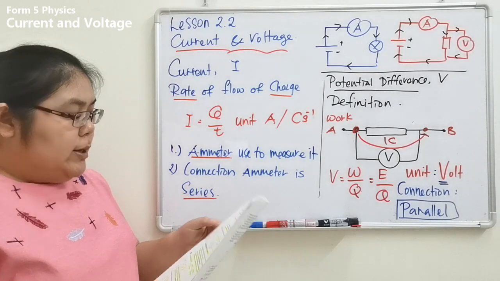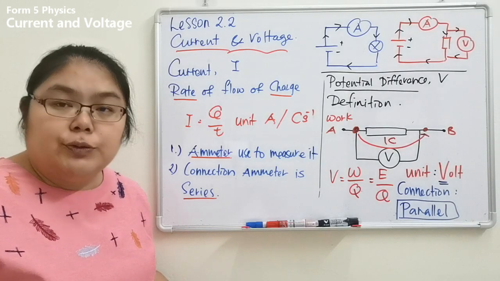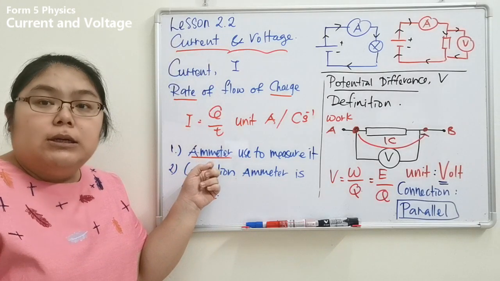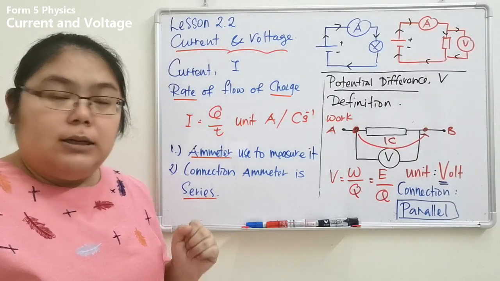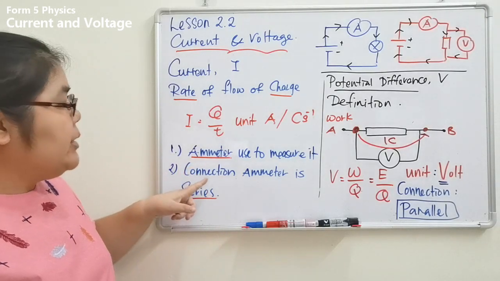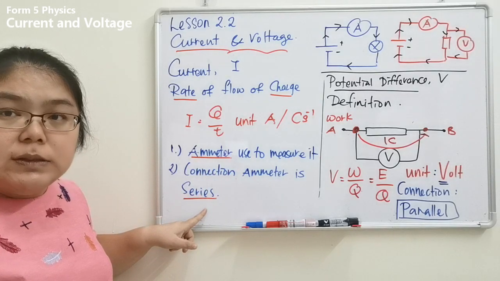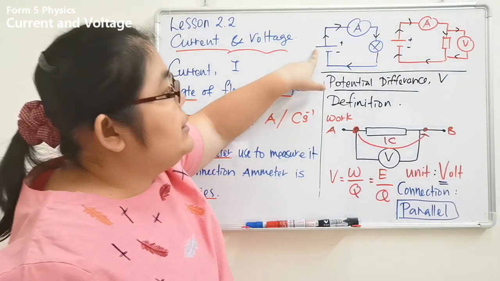Okay, number two. Number two, they say the measurement. How we go to measure the current? So we measure the current by using ammeter. Okay, ammeter. Okay, how we go to connect the ammeter? So from here, the connection for the ammeter in the circuit, we connect by series. Okay, connected by series. Okay, example, this one is a diagram for the series.